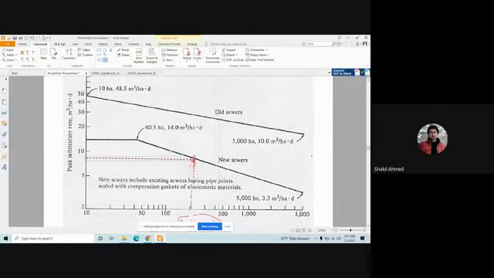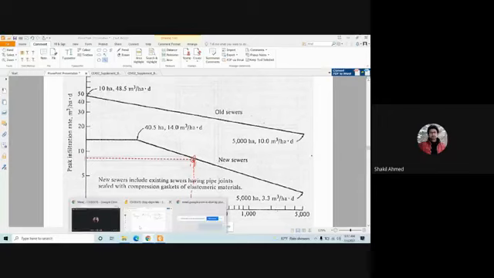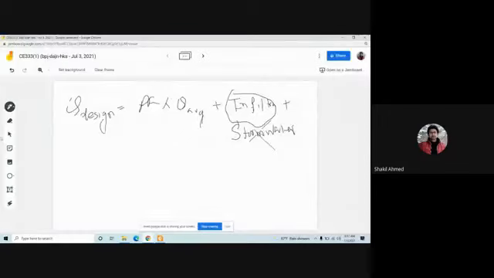Now you can see there are two sewers. One sewer, I mean, there are two lines. Number one A, number two B. Now this line is for old sewer, and if the sewer is old, then what would happen? There will be leakage, right? There will be leakage. Am I right?